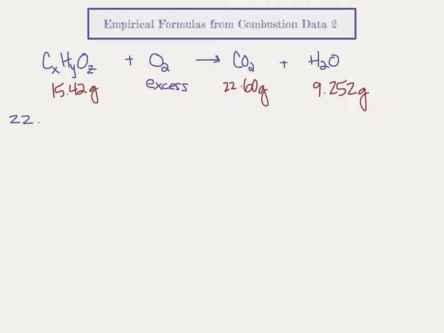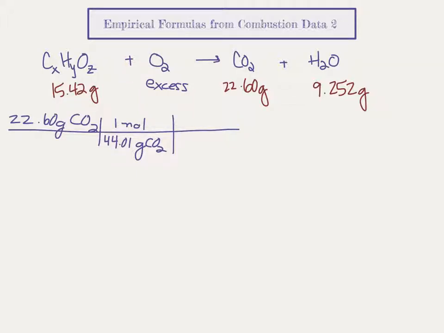So we'll start with our 22.60 grams of carbon dioxide, just like we did in the previous type of problem. We'll use the molar mass of carbon dioxide, 44.01 grams of carbon dioxide per mole, to convert our grams into moles. Once we're in moles, we can say that every time we have 1 mole of CO2, we have 1 mole of carbon present. This is a good spot to stop and calculate your answer, because we may need this number later. This one is 0.5135 moles of carbon.